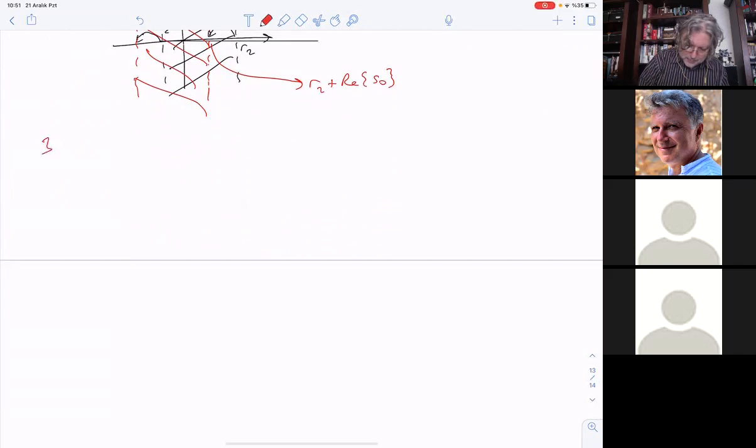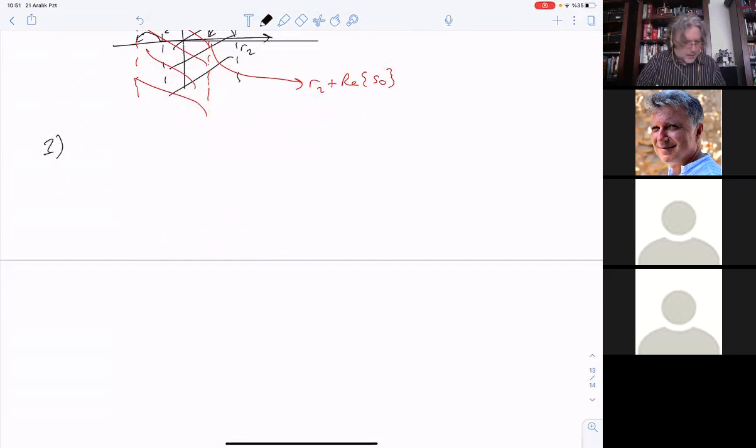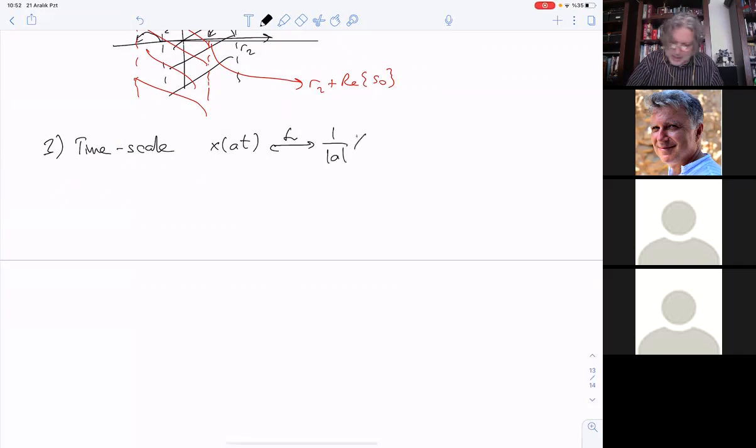Another one, let's make it black. The third property is time scale. So x of a times t, I'm scaling the time t by a, will have a Laplace transform, which is really very much similar to the Fourier transform, 1 over a times capital X of s over a. You may remember that when s is equal to j omega, this is exactly the same property that we had for the Fourier transform.